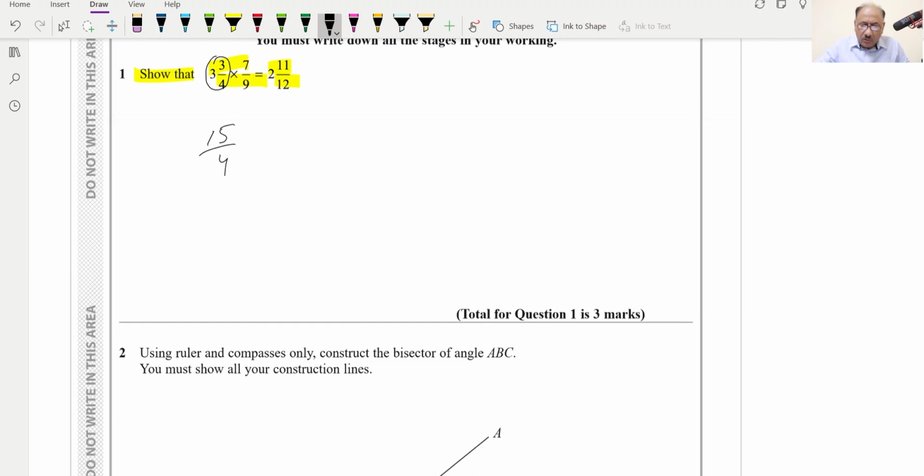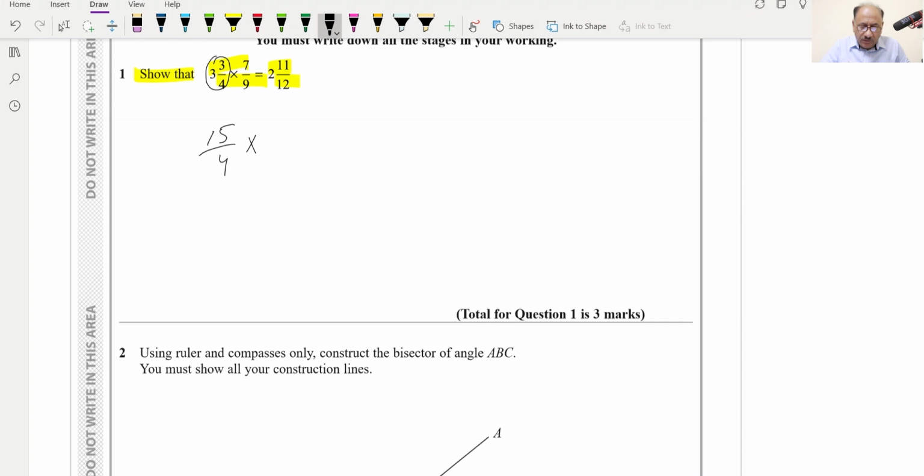Or what you can do is multiply this with this and add this, so 4 3s are 12, 12 plus 3 will be 15. So you can use this method, or you can use the calculator method which I have explained.